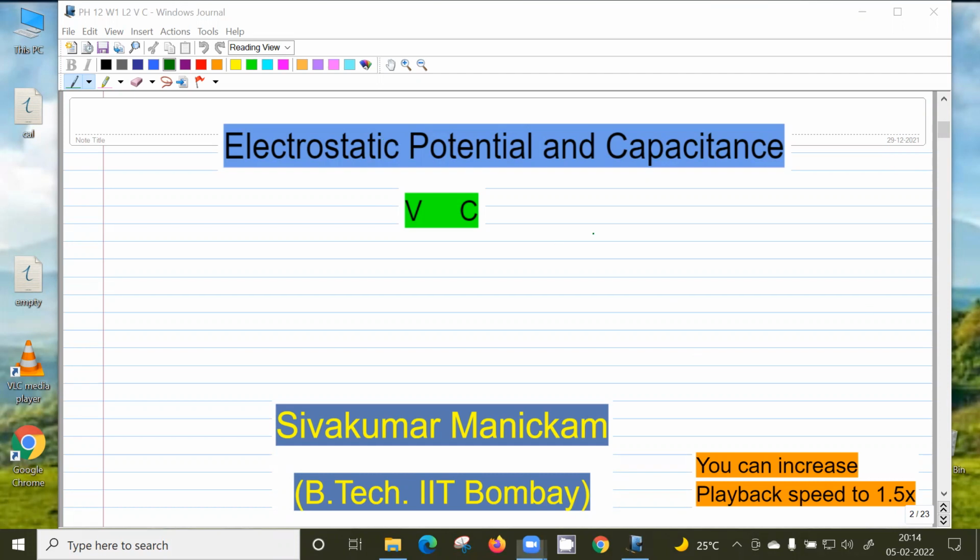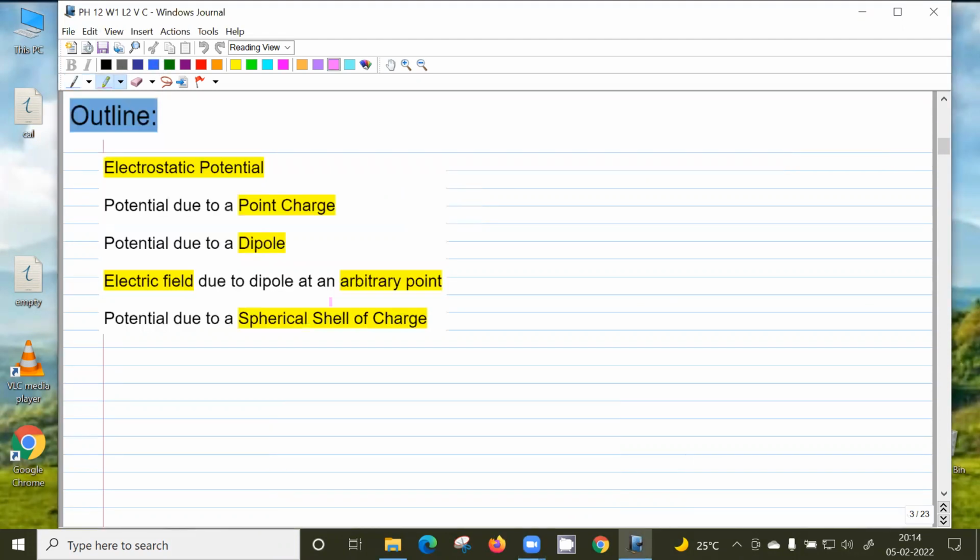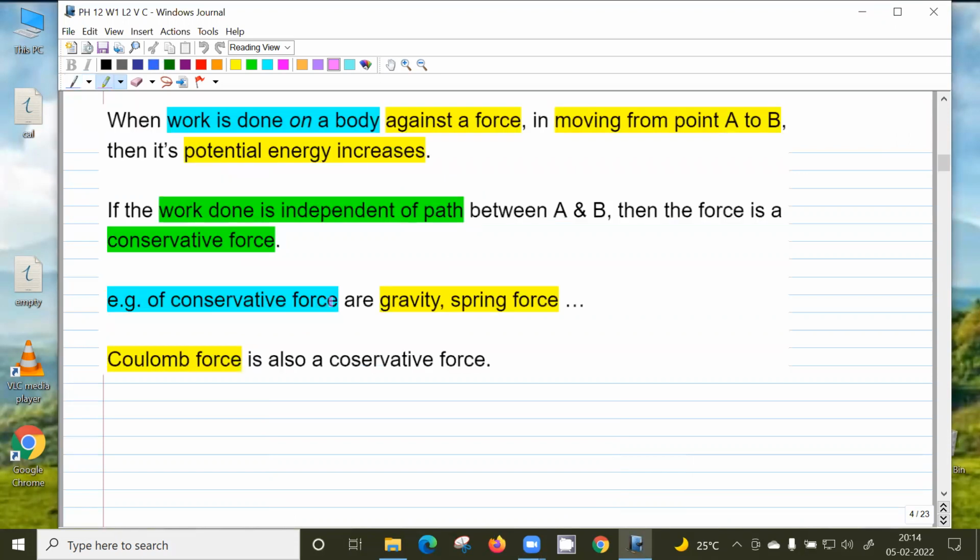So, what is electrostatic potential? You all should be knowing, right? Integral of E dot ds. That's mathematics. Let me get to it. So, when work is done on a body against a force moving from point A to point B, the potential will increase. This is clear. Whenever you do work on a body, its potential will increase. When a body does work, it will lose energy, so the potential will decrease.